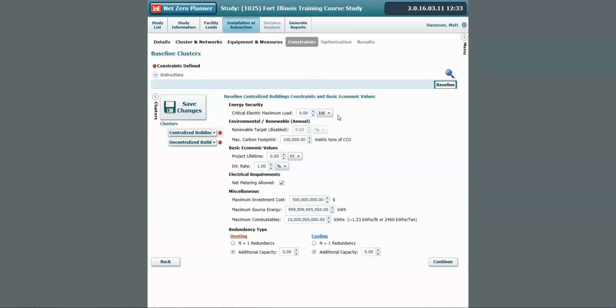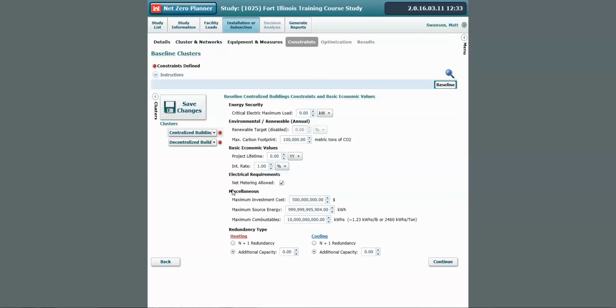So we could enter that goal here, and there are a number of other requirements we can put on the solution. Right now, this renewable target has been disabled, but there are other ways to enact a renewable target. There's a maximum carbon footprint that we can add here and say this is the maximum amount of carbon that we want within a year for this solution. We can change the interest rate that will effectively further penalize high capital projects if you increase that interest rate.